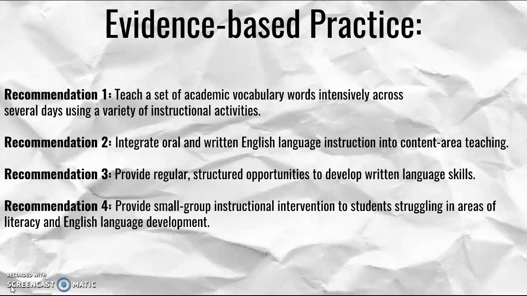Fourth, it is recommended to provide small group instruction intervention to students struggling in areas of literacy and English language development. This means these students should spend time on basic reading skills, but also vocabulary development, listening, and reading comprehension strategies. Teachers can use assessments to identify student needs, then small group instruction should consist of 3 to 5 students struggling with literacy, and the instruction should target those student needs.